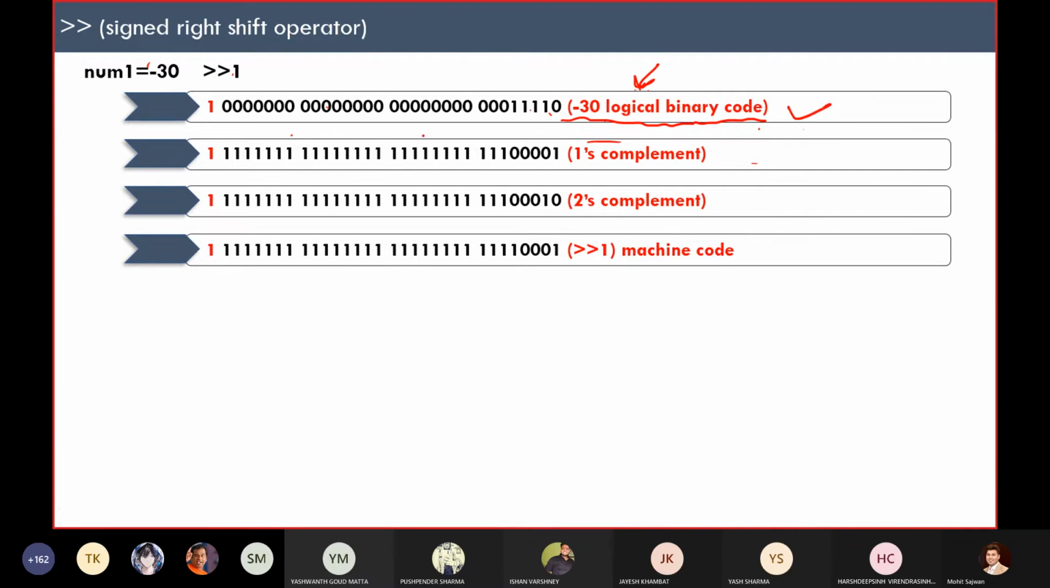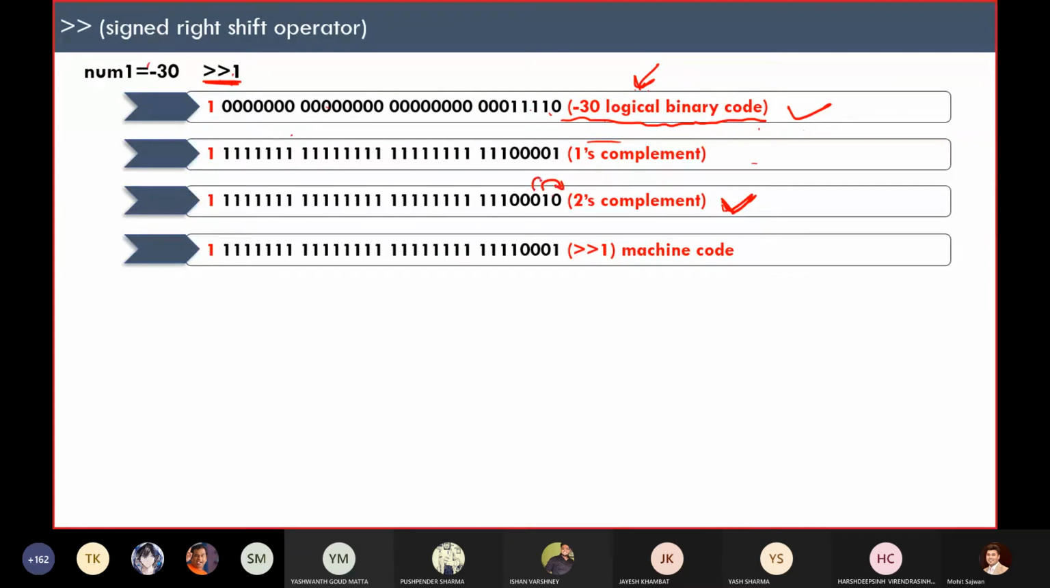Okay, but in the Java programming language, minus 30 is represented like this. So you know that we have to perform 2's complement like that. Now, because we are performing the shift operator towards the right, we are going to perform the right shift operator over here, towards only one position. So what will happen? This one will come here.